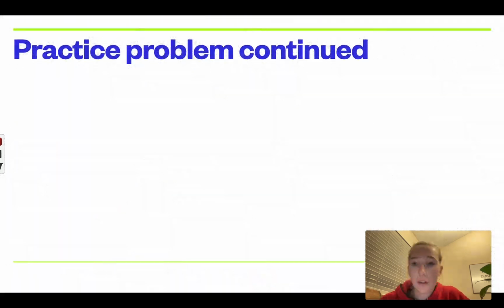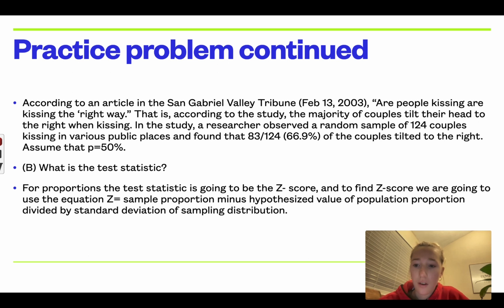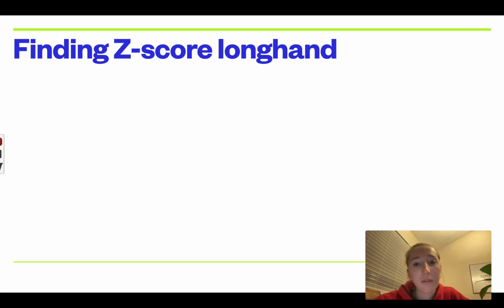Using that info, we can go to the next question, which is, what is the test statistic? So for proportions, the test statistic is going to be the z-score. And to find the z-score, we're going to use the equation z equals sample proportion minus hypothesized value of population proportion divided by standard deviation of the sampling distribution. So to do this, we're going to find it the longhand way first. Even though most of you probably don't want to do this, it's important to know how to do it both ways, not just on your calculator.